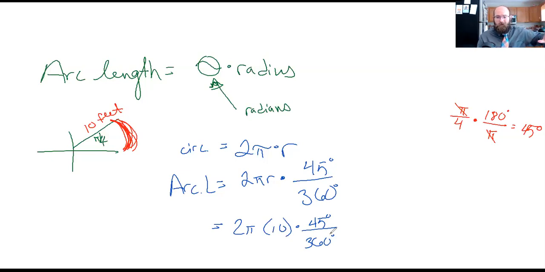Hopefully that was not too confusing. All right, let's see. What else? That's pretty much it right there. Boom. That's sweet.